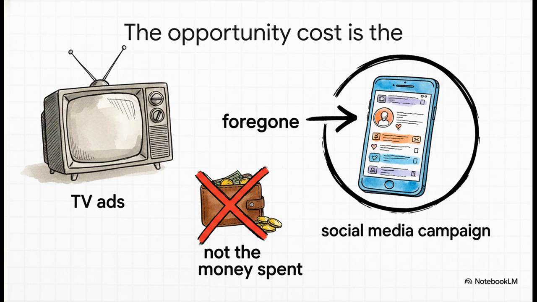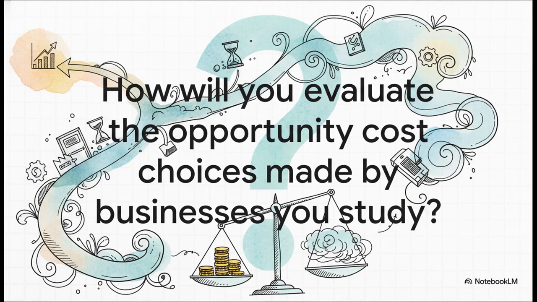Remember, it's not the money they spent on the TV ads. It's the next best option they had to give up to do it. So there you have it, a core concept totally broken down. The final question we want to leave you with is this. Now that you really understand the true cost of what's given up, how will you evaluate the choices that the businesses you study are making day in and day out?